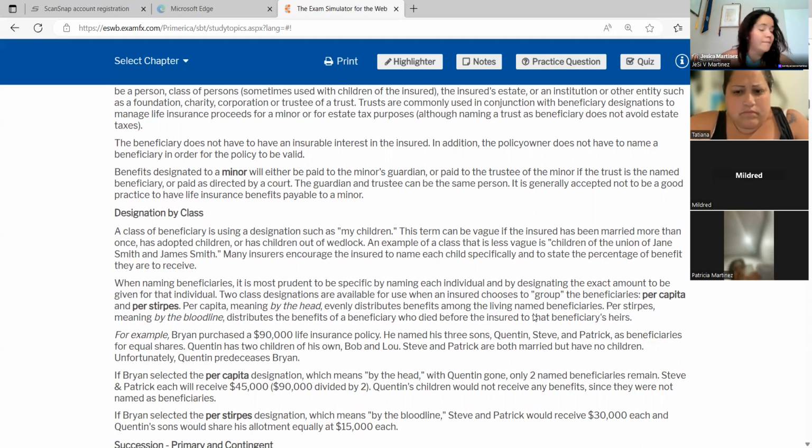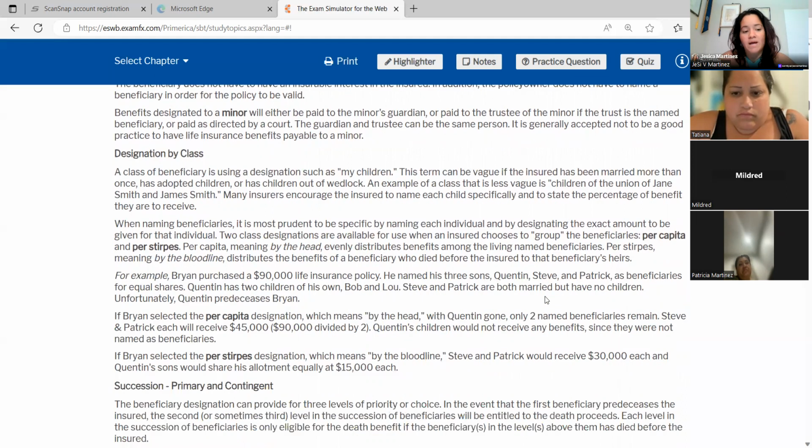An example of a class that is less vague is children of the union of Jane Smith and James Smith. Many insurers encourage the insured to name each child specifically and to state the percentage of benefit they are to receive. So this is something once the kids are older, I can go back and check, because my policy literally says all living children. So it's completely vague, but it's a class that they give you.